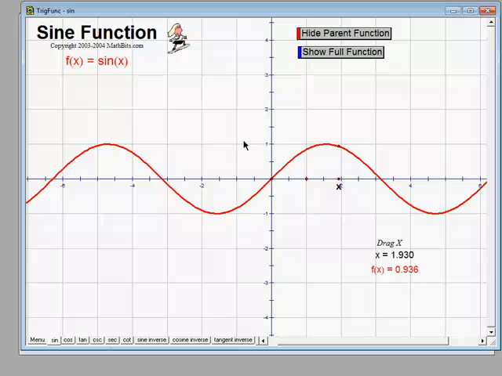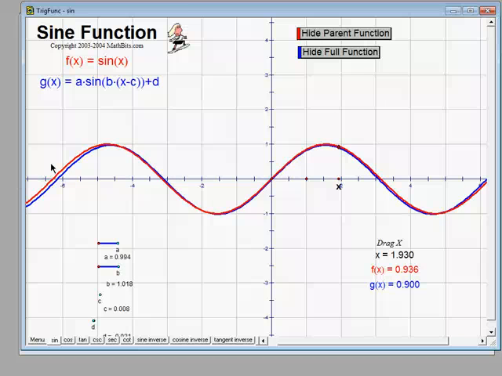Here is the basic sine wave. It goes from 1 to -1 and has our period of 2 pi starting at the origin. Now the red one is just simply sine of x. I'm going to hit this button, and we now have a blue one, which is the full function. And what we have right here in front of sine, this number a, we can change by using this slider bar. Right now it's set at about 1.